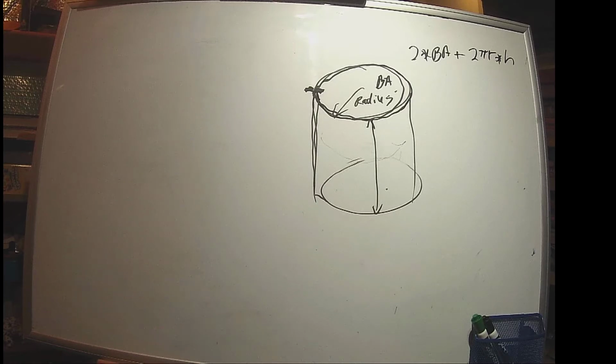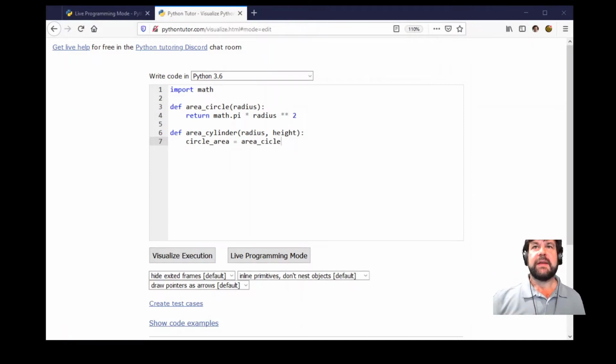And when we do that, we're going to use the fact that we can calculate the circle area using our area_circle function. So we'll have circle_area equals area_circle, our function call. Okay, so circle_area, our local variable, is going to be the area of the circle, and it's going to have the radius of the cylinder.